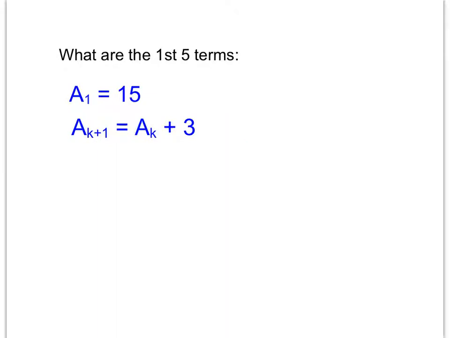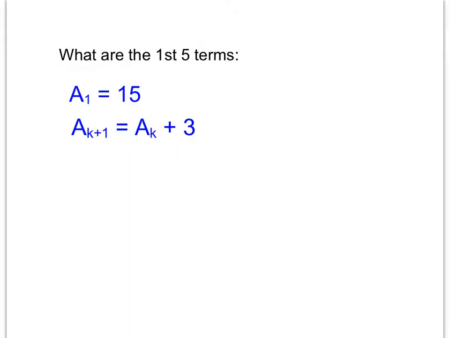Okay, in this one, we're going to find the first 5 terms of a sequence that's defined recursively. Notice that we are given our a sub 1. In a recursive sequence, you must start with at least the first term. So a sub 1 is 15. And now the rule is a sub k plus 1, so the next term is going to equal the previous term plus 3.